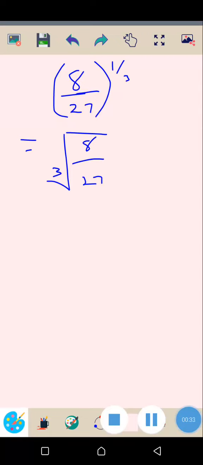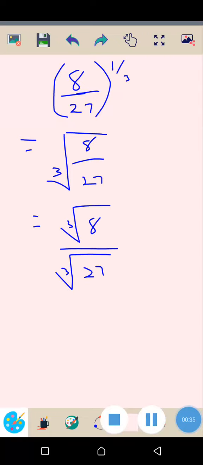Having done this, we then proceed. Now we have cube root of 8 over cube root of 27. We can then solve for that. What is the cube root of 8? The cube root of 8 is 2 and the cube root of 27 is 3. So we then solve for that and we have the final answer as 2 over 3. So now let's move to another example.